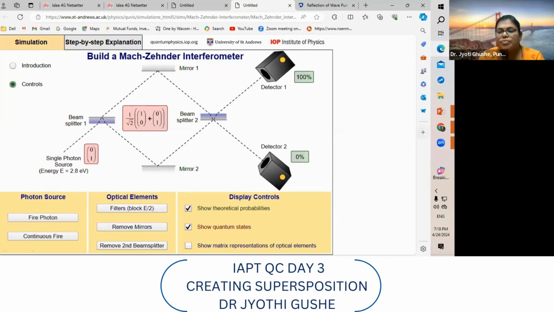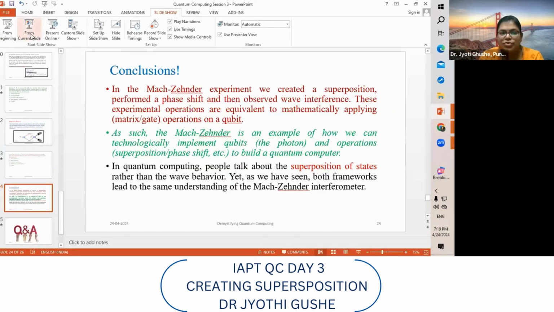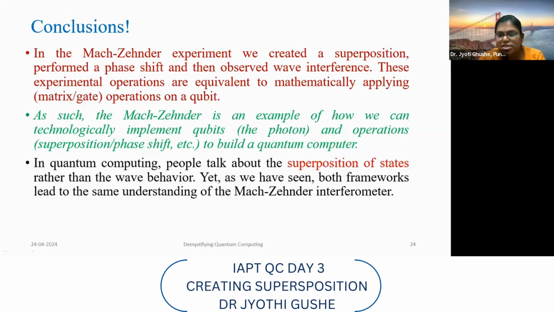and then 100% for the last case. So in conclusion, what we are trying to draw from all these simulations is: using a beam splitter, we created a superposition, we performed the phase shift, and then we observed the wave interference. These experimental observations are equivalent to mathematically applying operations on a qubit.